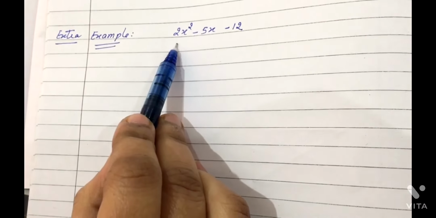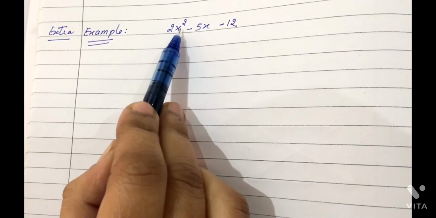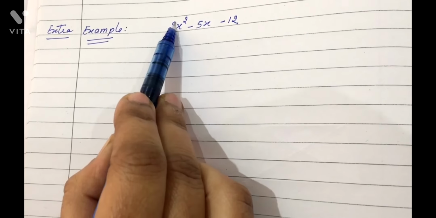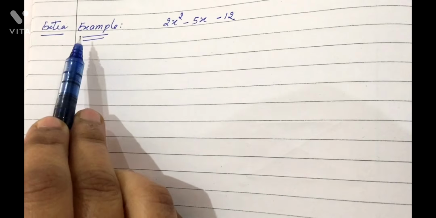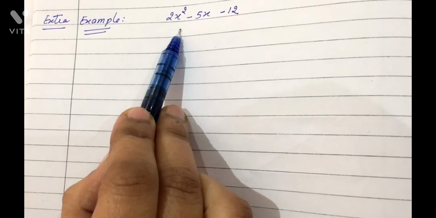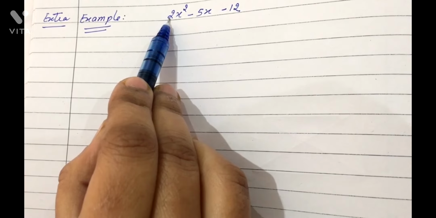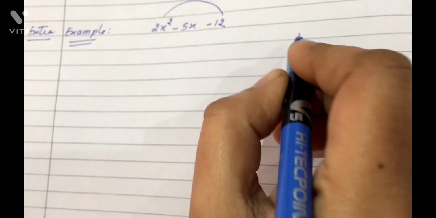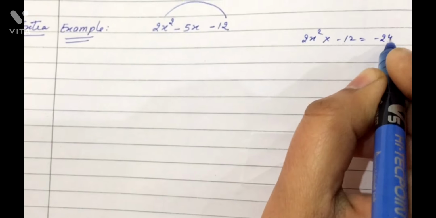Now we have an example. In the previous example we have observed that the coefficient of the variable with power 2 was 1, but here we have a different coefficient, other than 1, and we are taking this example as an extra example. It's not in your NCERT book. So here the first term has the coefficient 2. Now we are observing the first and third, this and this multiply gives you minus 24x square.